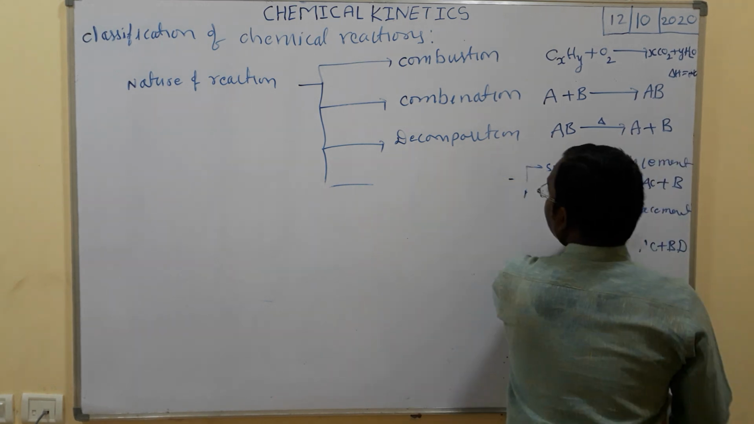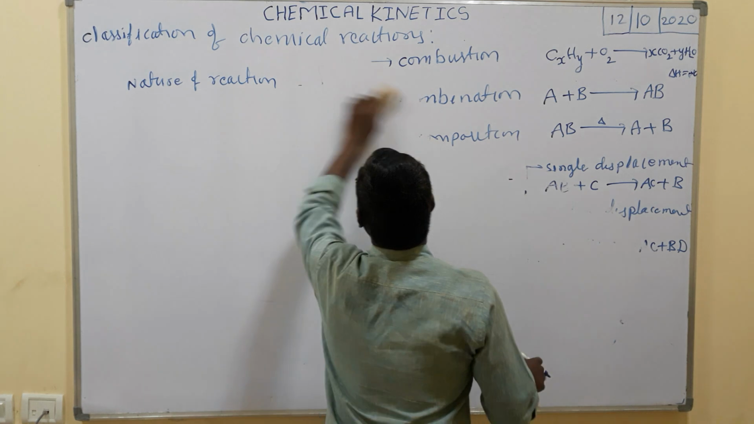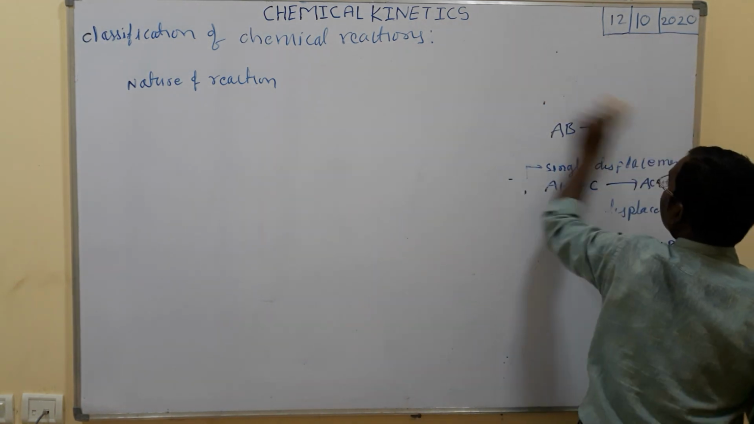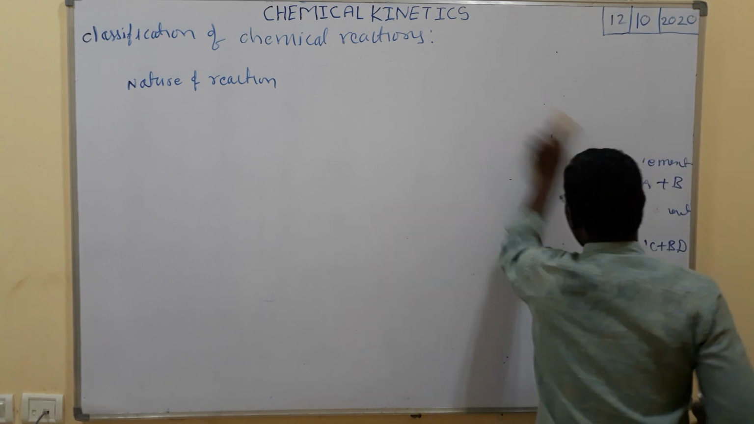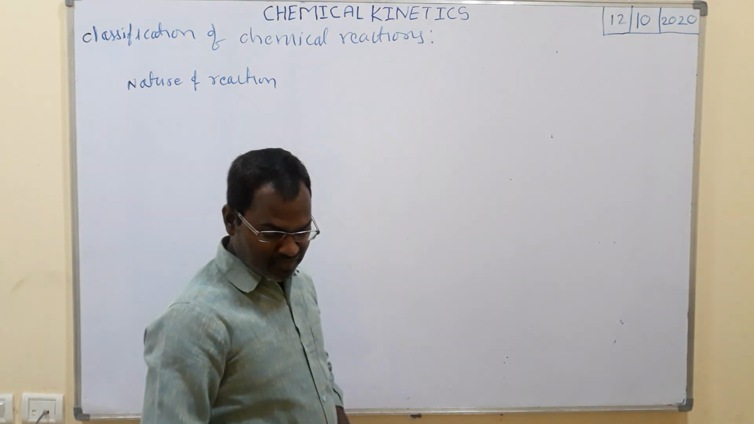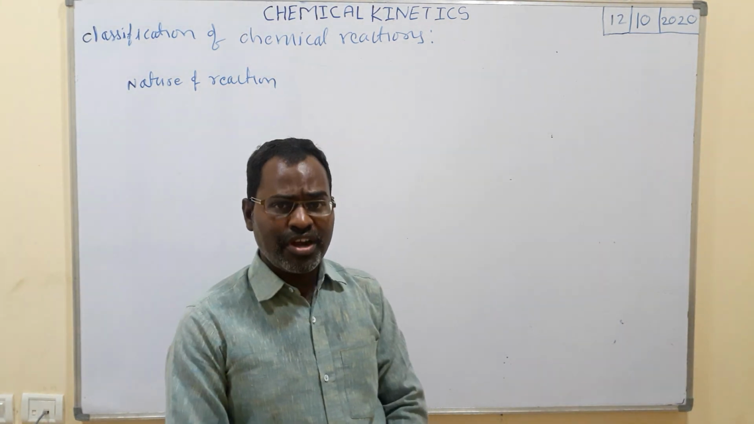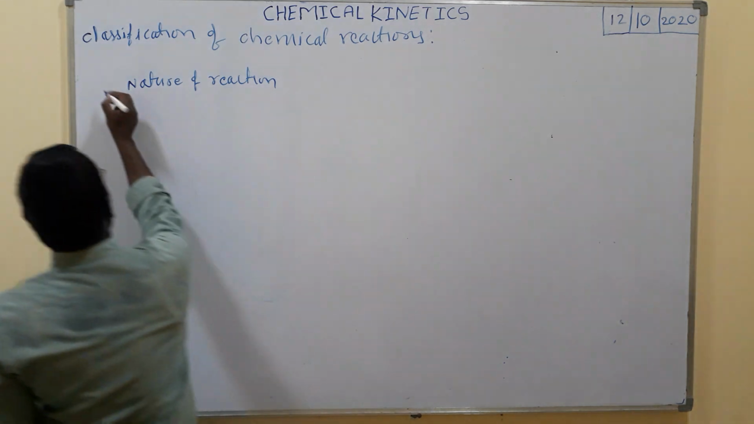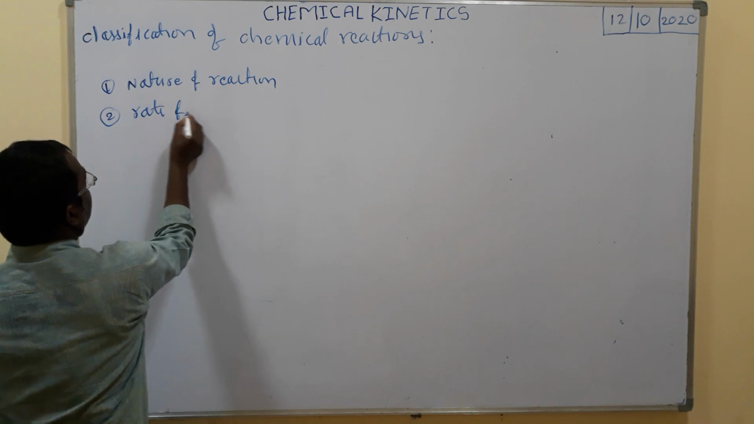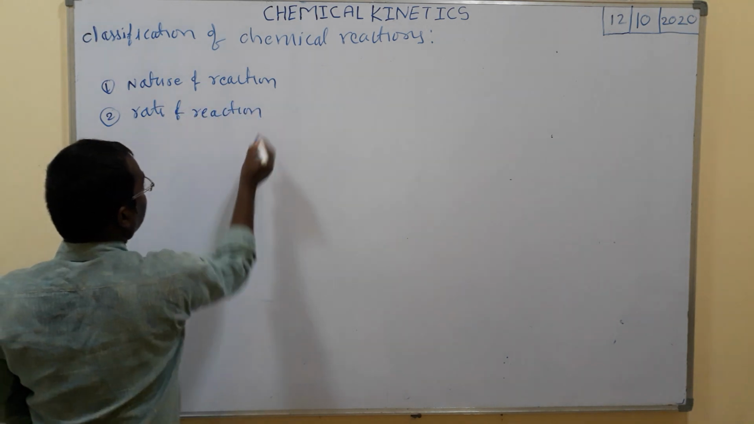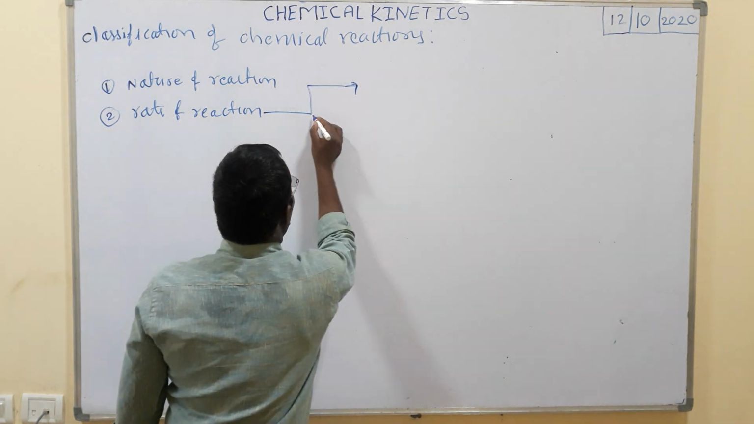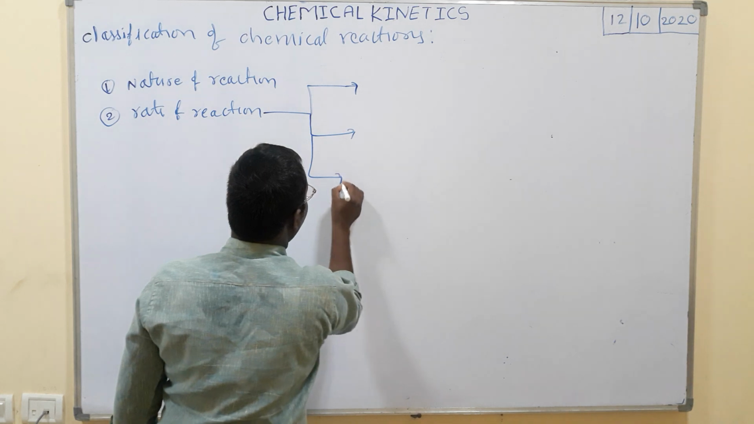And the second factor is rate of reaction. On the basis of rate of reaction, again chemical reactions can be divided into three types. So the first one is the nature of reaction, the second one is rate of reaction. So on the basis of rate of reaction, we have three types of chemical reactions.